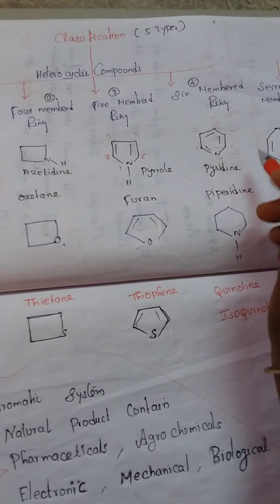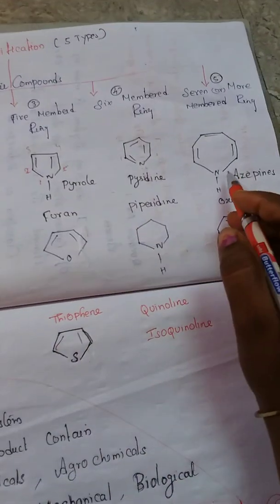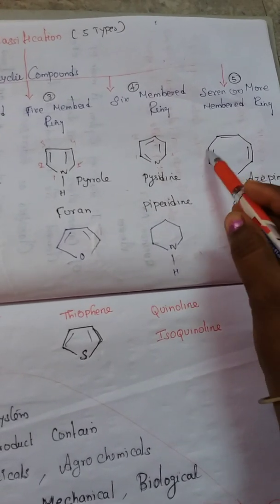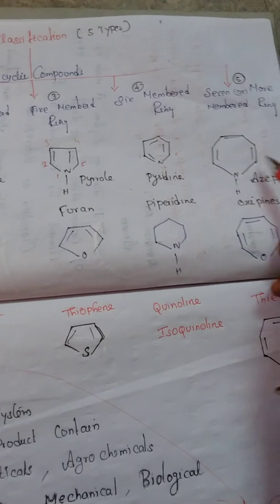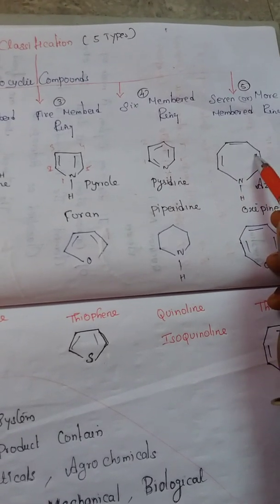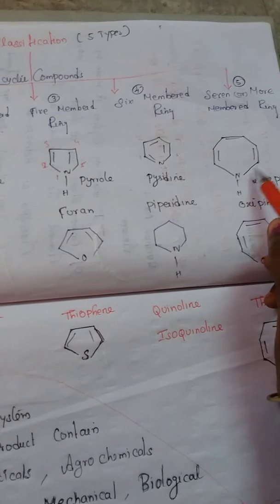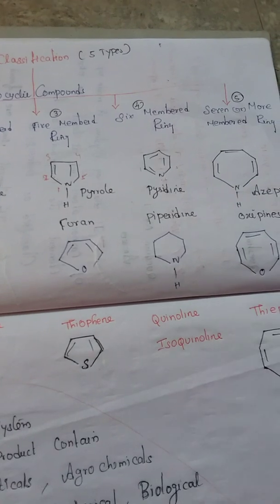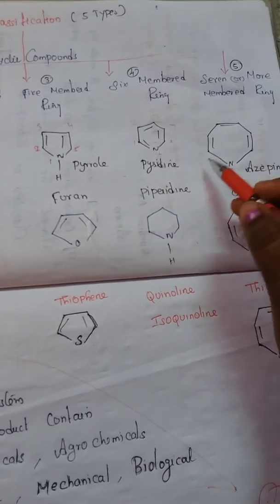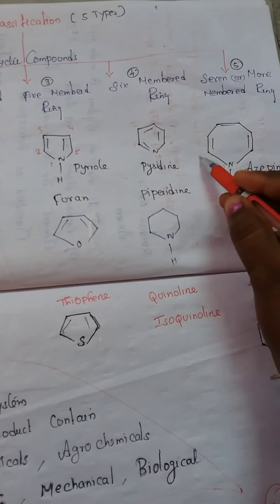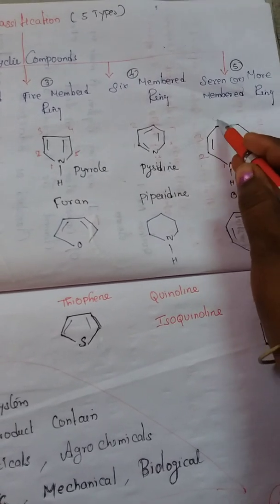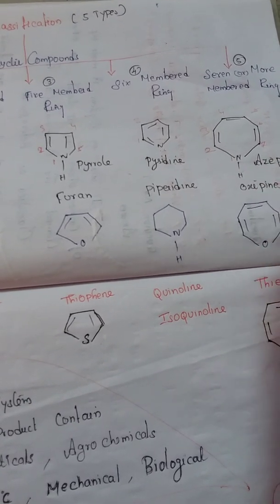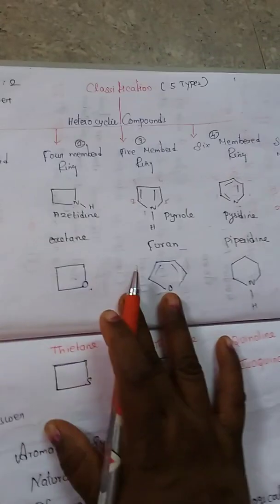Pyridine is a 6-member ring. And the 7 or more member ring is azepine. The name is azepine, with nitrogen numbered 1, 2, 3, 4, 5, 6, 7. That is called a 7-member ring, and the name is azepine.